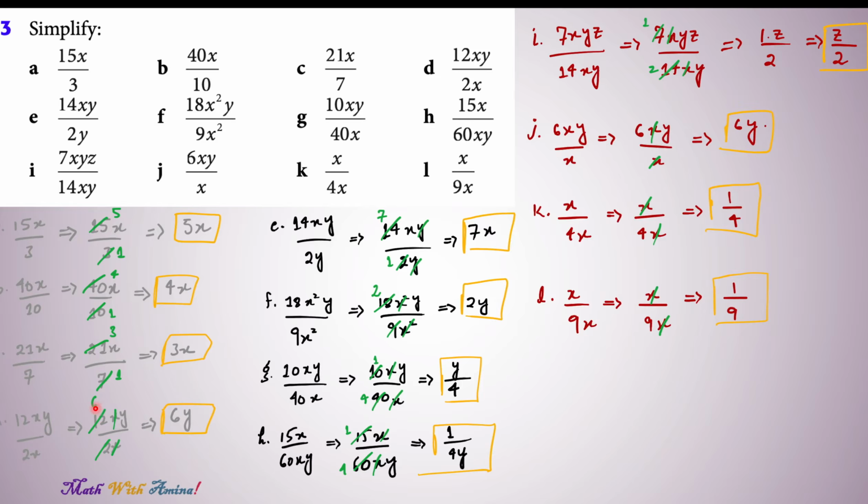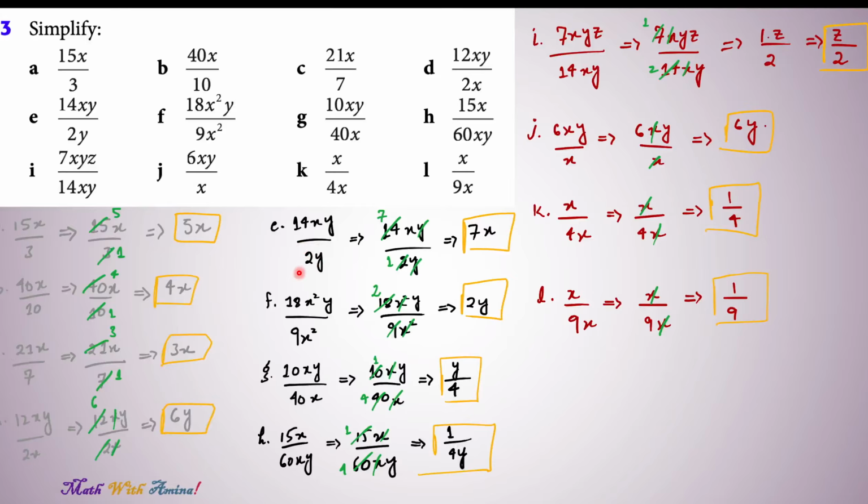We get 6 in the numerator, 6xy over x. This x gets cancelled with this x because it is in the top and bottom as well. This way we get 6y only. In the denominator we get only 1 remaining. The rest of the terms in the denominator get cancelled, so the final answer would be 6y.